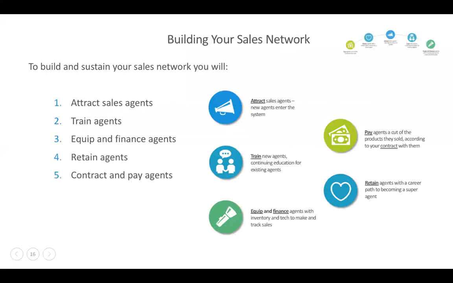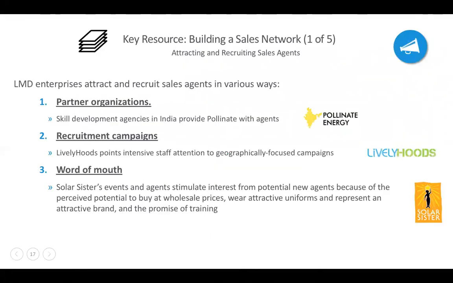To build and sustain your sales network, you will attract sales agents, train new agents, equip and finance agents, retain agents, and pay agents. Like with your sales process, we'll take each of these topics in turn with its own slide. So first, attracting and recruiting sales agents.